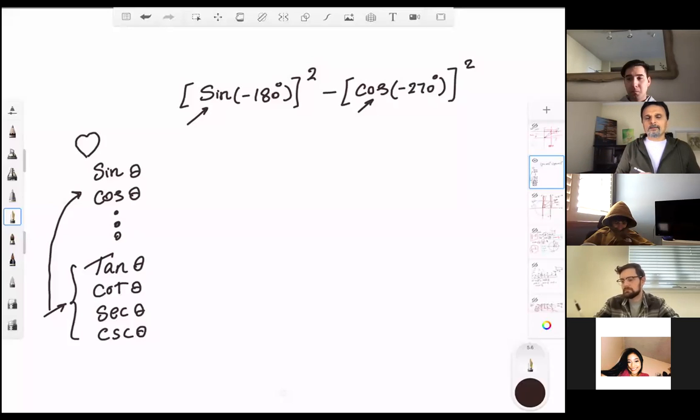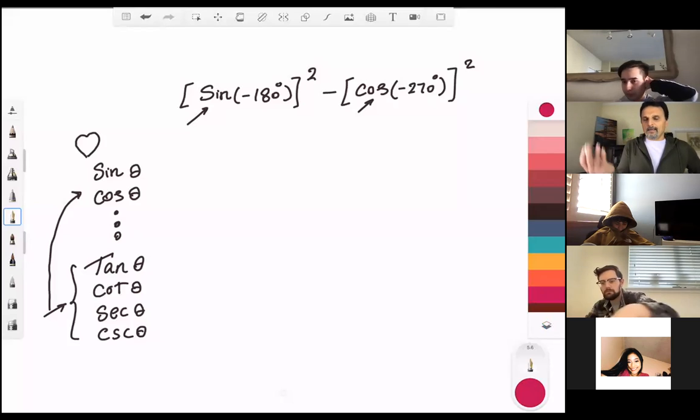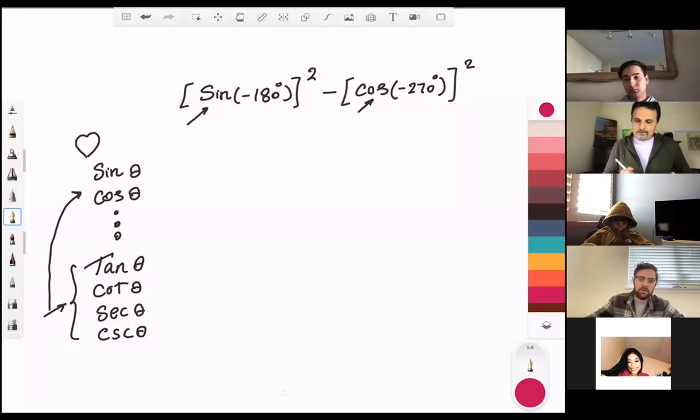But when we are dealing with only sine and cosine, we are one step ahead. Good. So this is good. We're okay.